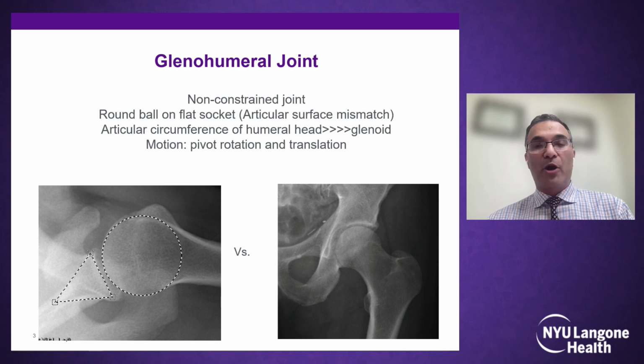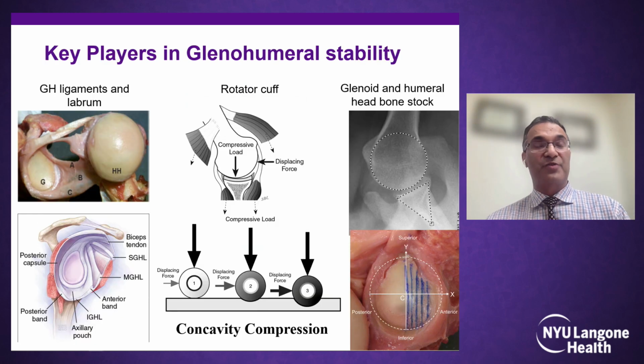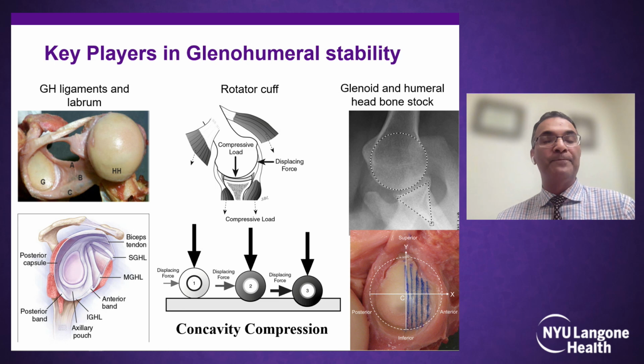Now, Dr. DeBernard has pointed out why a glenohumeral joint, even though called a ball and socket joint, is different than a true ball and socket hip joint. Now, shoulder is non-constrained. It's a round ball on a flat socket, so-called an articular surface mismatch. The circumference of humeral head is much more than that of the glenoid, and these two factors provide not just rotation on the humeral head, but also result in increased translation, which adds to instability.